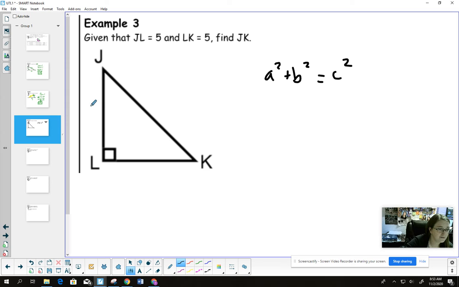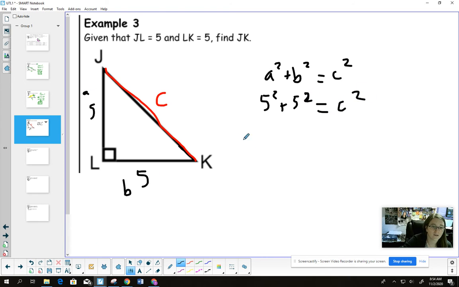Okay, JL is 5. LK is 5, and we are trying to find JK. So, notice, does this side touch the right angle? No. Therefore, what letter is it going to be? C. So, we got to plug in. We got 5 squared plus 5 squared. This is my A and my B. Obviously, they're the same, so it does not matter which is which anyways. We've got 25 plus 25 equals C squared. This gives us 50 equals C squared.